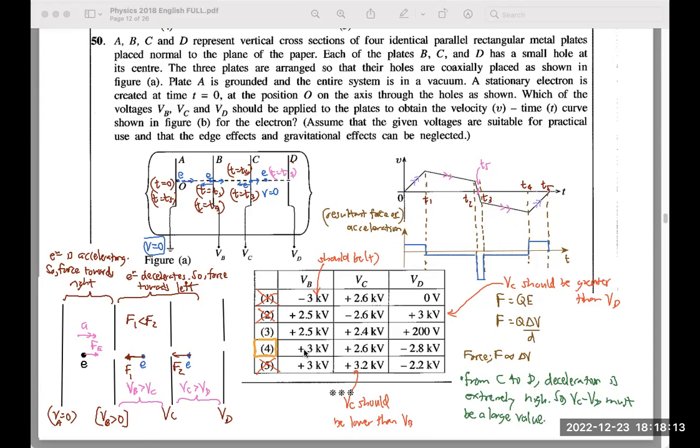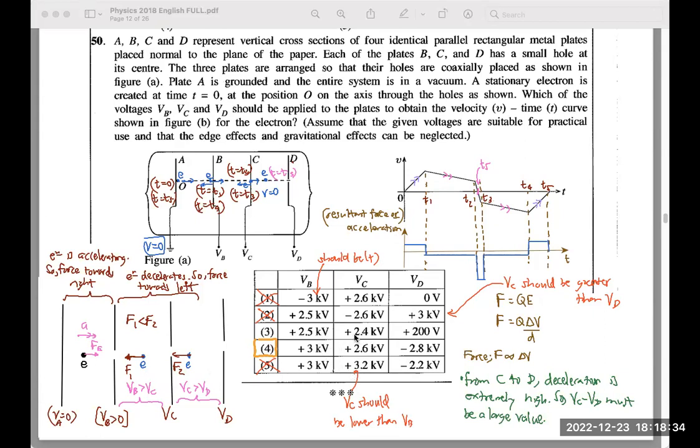Right. So how I decided was, between B and C the potential difference is small, but between C and D the potential difference should be very large. Look at this graph. Compare this and this. In the third answer, that difference is not as large as in the fourth answer. So I think that's how I concluded it.